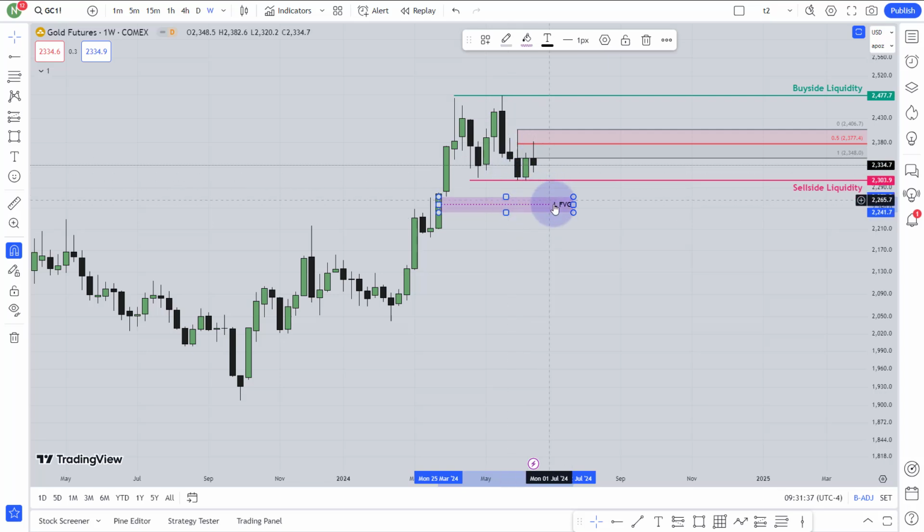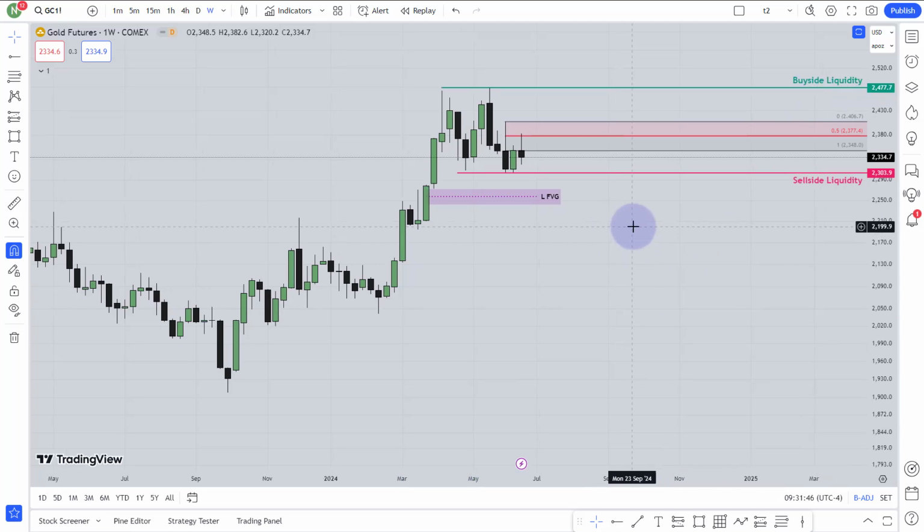Okay, after reaching over there, maybe market will reverse again and it will go for this buy side liquidity, but it's a longer expectation, so I'm not interested to talk about that. Instead of that, this week I'm extremely bearish, and I'm extremely thinking that it's going to take this sell side liquidity this week and it's going to reach to this last fair value gap.